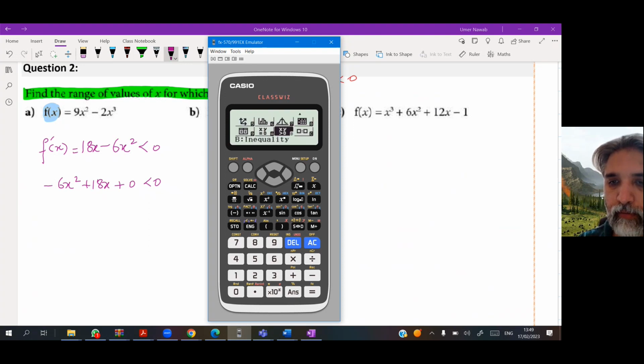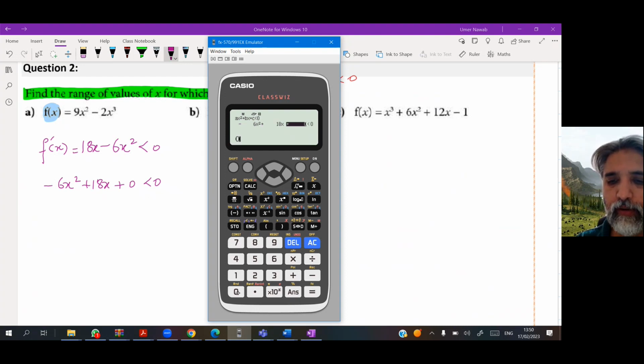Let us go back to the inequalities. Which inequality am I looking for? Degree 2, yeah, that's fine. Degree 2 polynomial, and I'm looking for the minus 6 less than 0 situation. It is option 2, minus 6, enter.